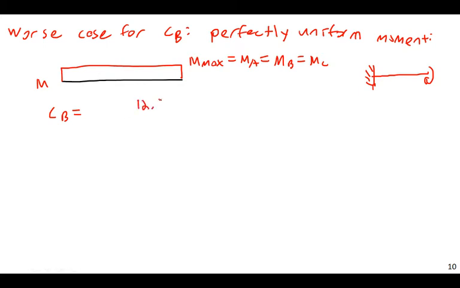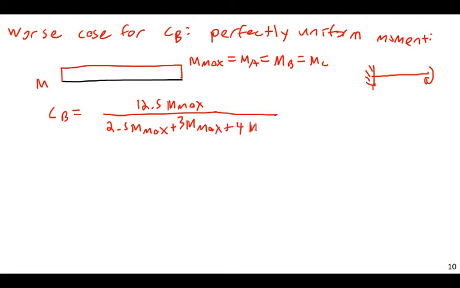So 12.5 M max divided by 2.5 M max, and you can probably see where this is going if you have your code in front of you, plus 3 M max plus 4 M max plus 3 M max. And, well, let's see, 3 plus 3 is 6, plus 4 is 10, plus 2.5 is 12.5. Oh, what do you know? All the M maxes cancel out, and this equals 1.0.